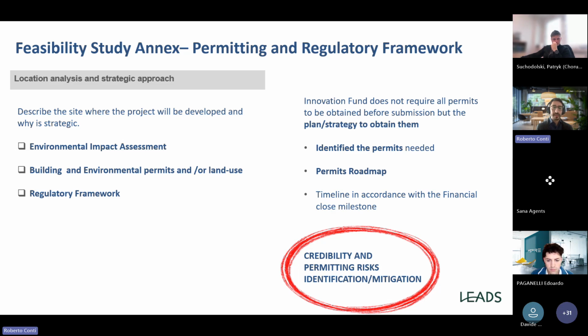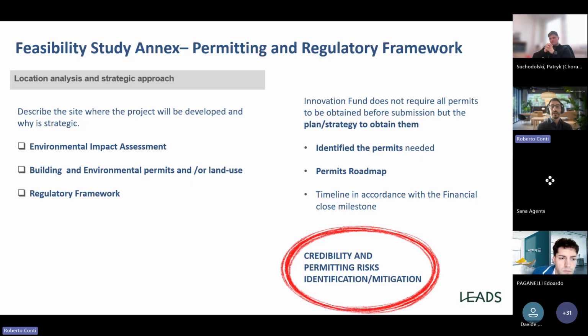Another important point is the location analysis and the strategic approach. That is related to the permitting and regulatory framework. That means you should describe the site where the project will be developed. And to have a feasible location, a feasible site, you should have all the permits you need for building and also for the environmental impact assessment.